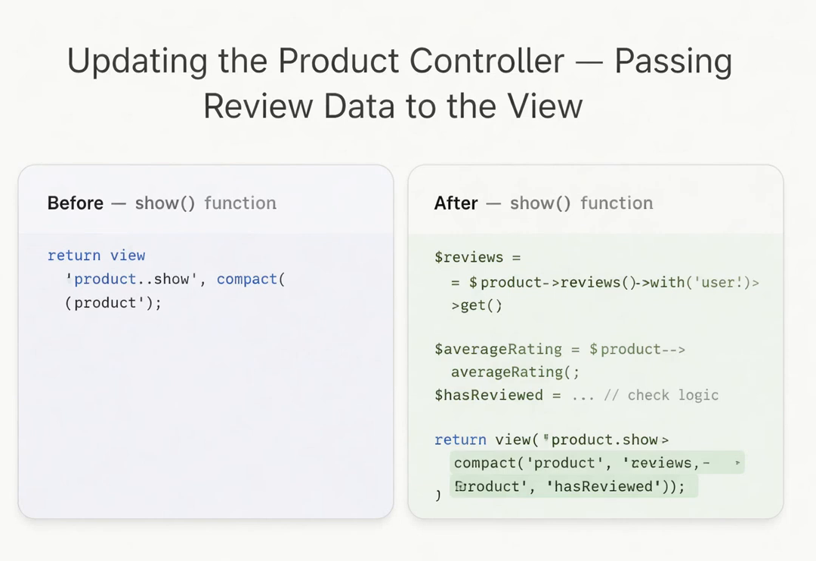The product controller's show function also needs to be updated. Previously, it just passed the product to the view. Now it also fetches the product's reviews, including the associated user data for each review, calculates the average rating, and checks whether the currently logged-in user has already submitted a review. All of this data is then passed to the product detail view so it can be rendered properly on the page.